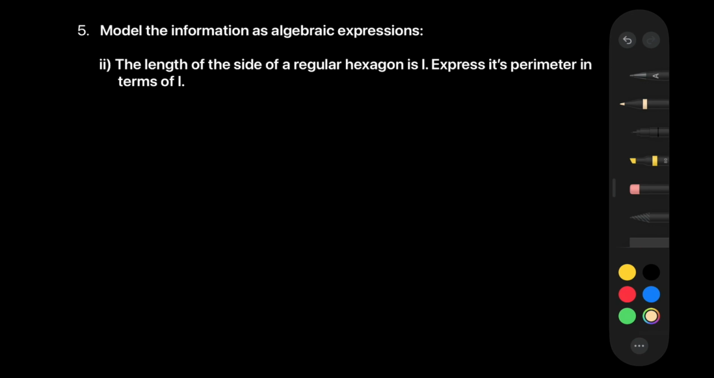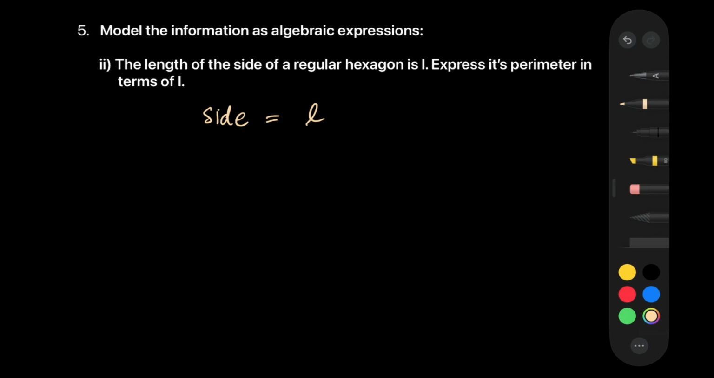And moving on to the next question. The length of the side of a regular hexagon is L. Express its perimeter in terms of L. So the length of the side is L.